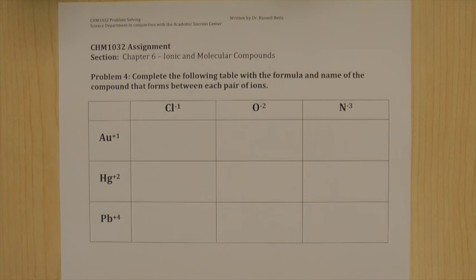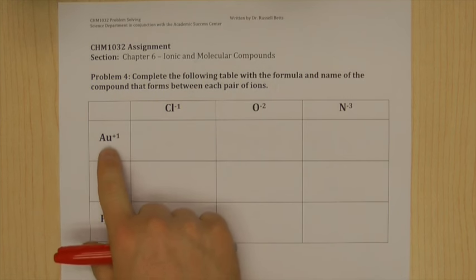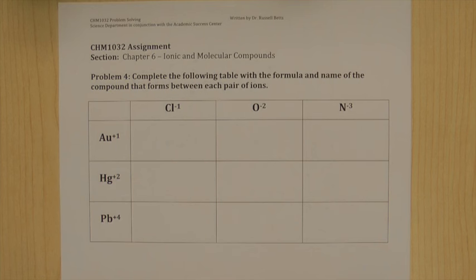Now, the Roman numeral is required because these particular ions, or these particular elements, gold for example, can have more than one positive charge. It can either have a +1, a +2, maybe even a +3, for example. Lead, for example, can be +4 or +2. So we have to tell the reader, as we're naming the compound, which cation we're dealing with. Are we dealing with the +1 cation of gold or the +2 cation of gold? We have to tell them. We have to make that very clear, and we make that clear with the Roman numeral, and I'll show you how.